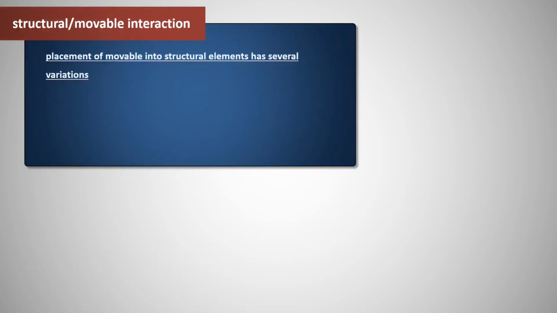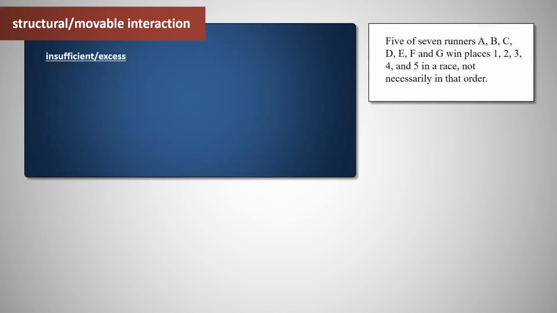Okay, so with respect to the structural movable interaction, the placement of movable elements into the structural slots has several variations. It could deal with insufficiency and excess. It could be balanced, imbalanced, or it could be determinate and indeterminate. So what do we mean by all that? Okay, so let's look at insufficiency and excess.